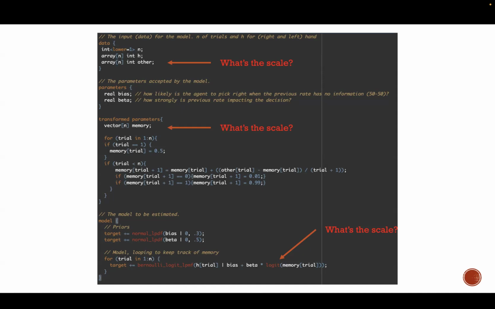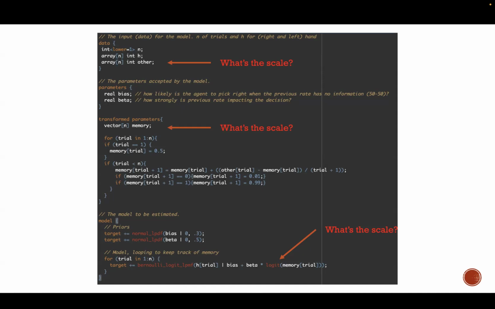Then we need to write the model to be estimated. We have two priors, and I can see here I've actually switched. So bias is now 0 and 0.3. I should update the previous slide. And then here we have that beta is 0 and 0.5. Right.